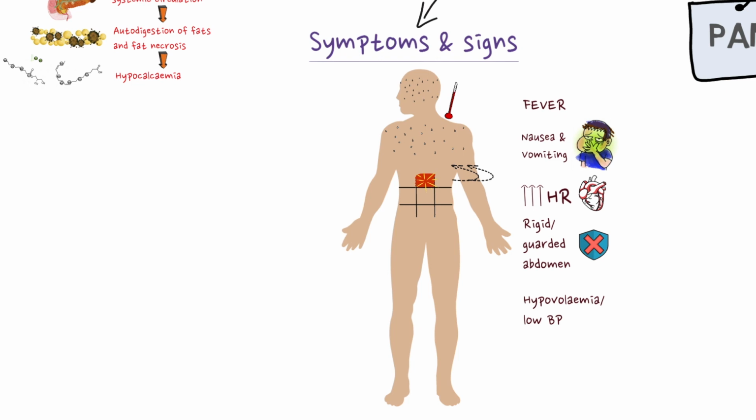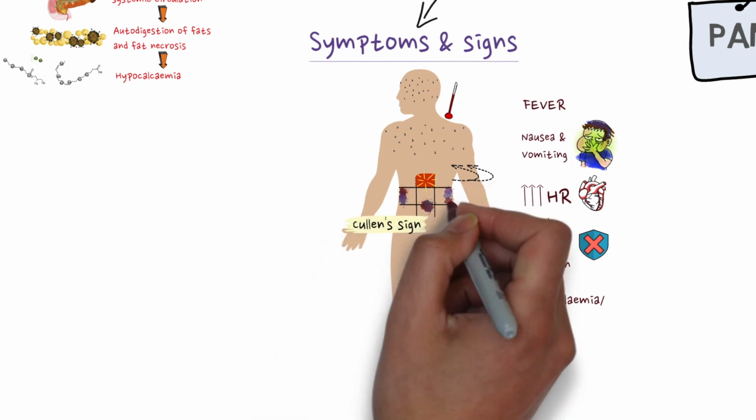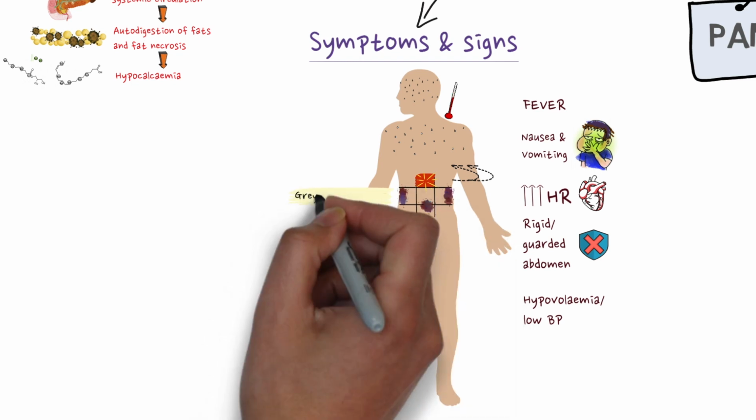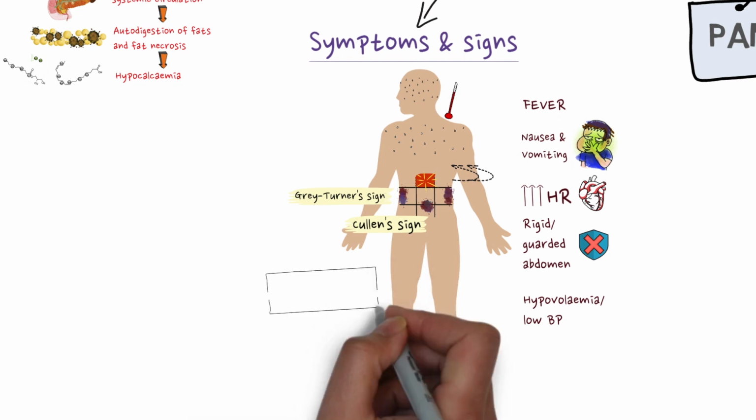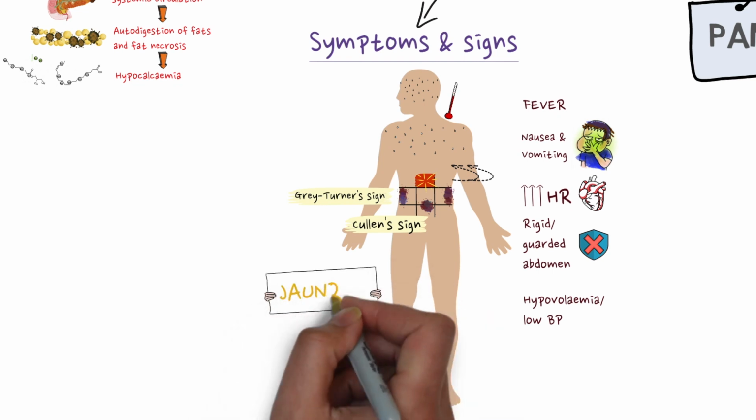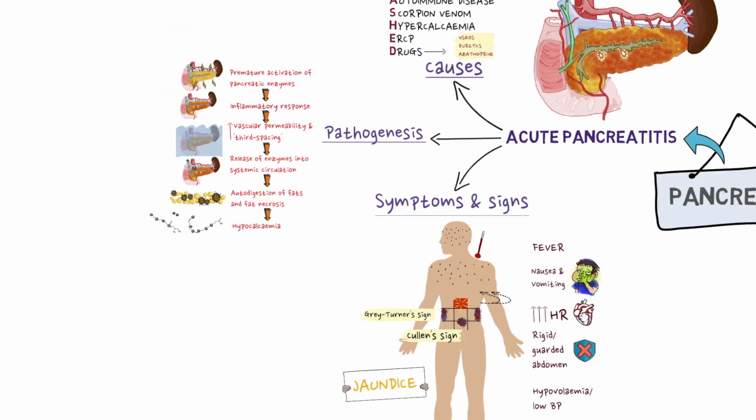Although it is now rare, associated retroperitoneal hemorrhage could also lead to bruising around the umbilicus, also known as Cullen's sign, and/or around the flanks, also known as Gray-Turner's sign. This is a late-stage complication and the patient should be treated before it gets to this point. The patient may also present with jaundice if they have associated biliary disease.